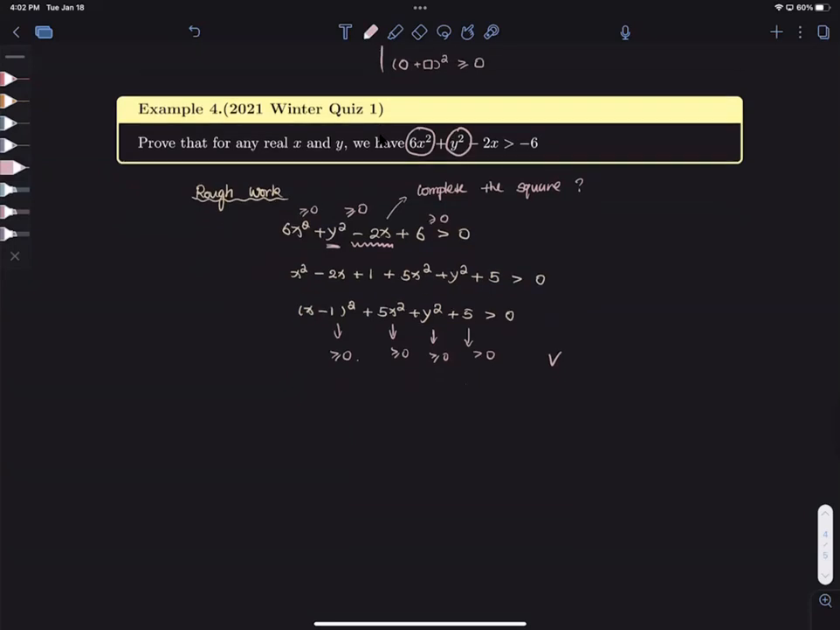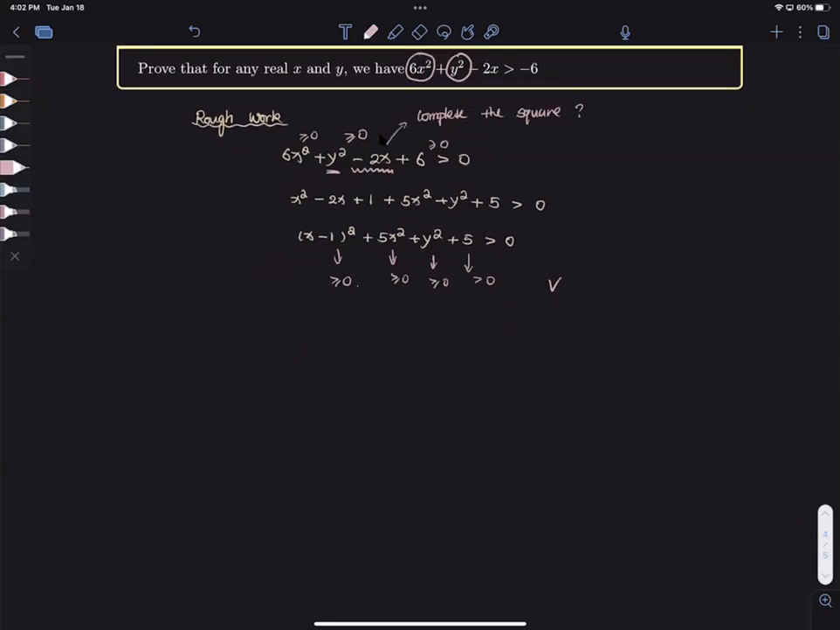Yes, cool. Now I'm going to write my proof. My proof, I would start with what I ended here. So we know that by base effect, we have this, that is greater than 0. And what does this imply?